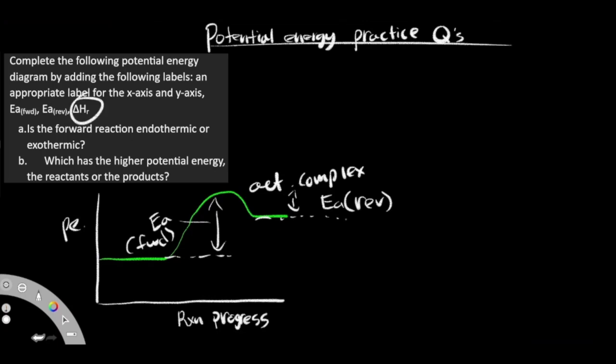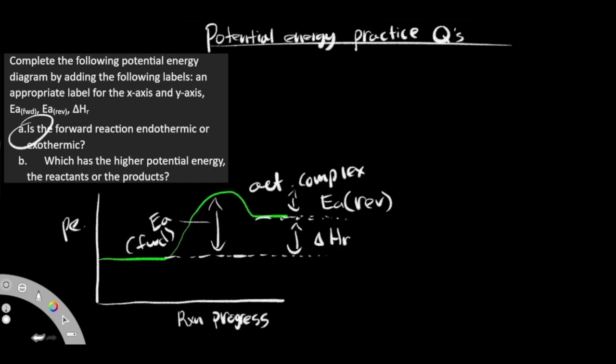Our delta HR, by the way, is always going to be the difference solely between the reactant and the product. So this here is our reactant, this here is our product. We just find the difference between that. That is going to be your delta HR, your enthalpy, your change of energy.